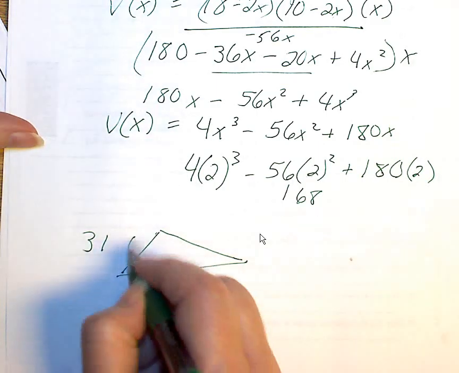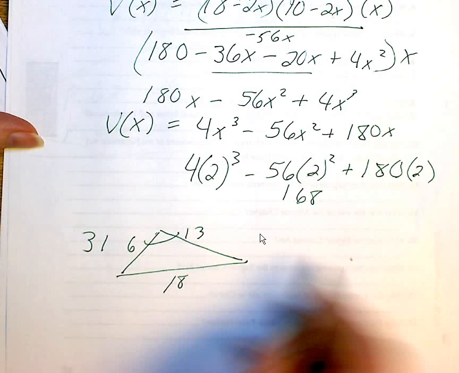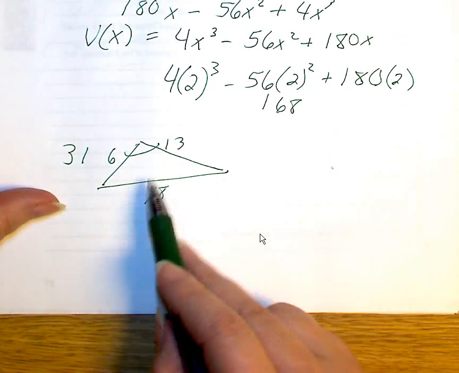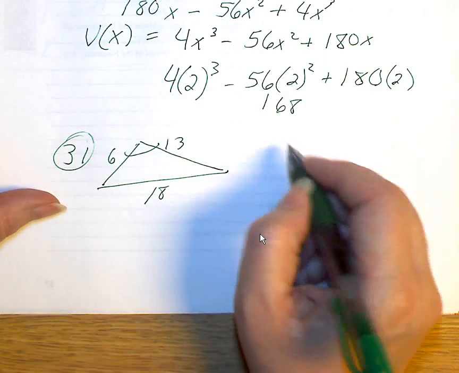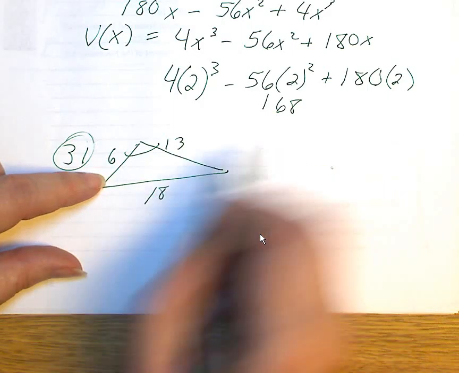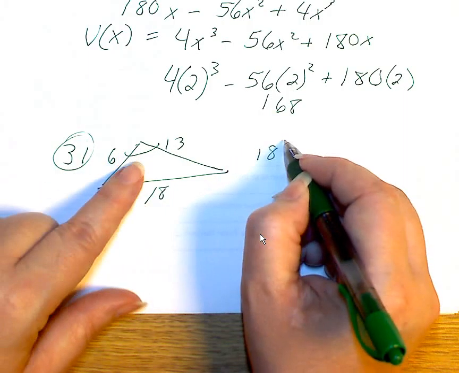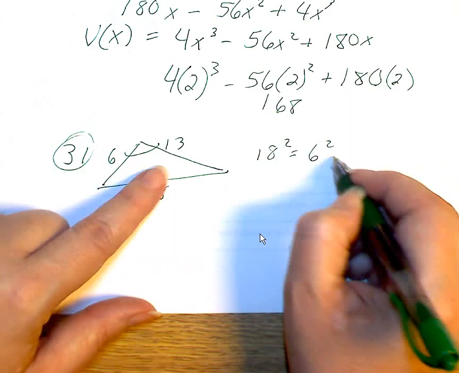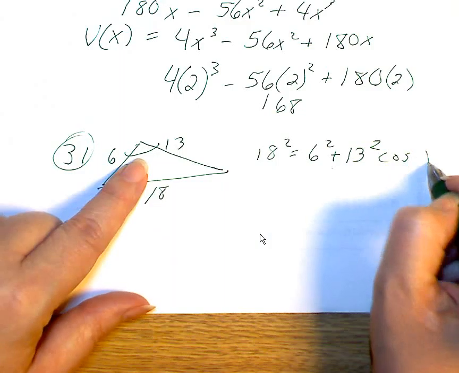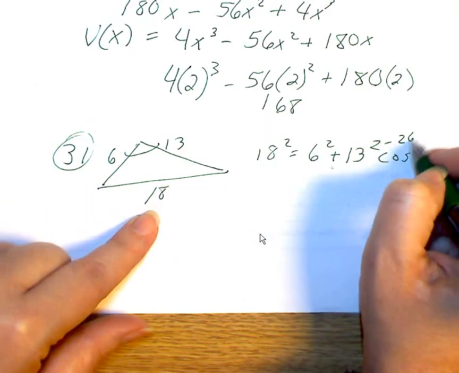On 31, you have 6, 13, and 18, and we're finding E. So I have to use law of cosines. Did you use law of cosines for 31? Yeah, and then I got like 275. Did you take the square root? First of all, you have 18 squared is equal to 6 squared plus 13 squared minus 2 times 6 times 13 times cosine of your x.